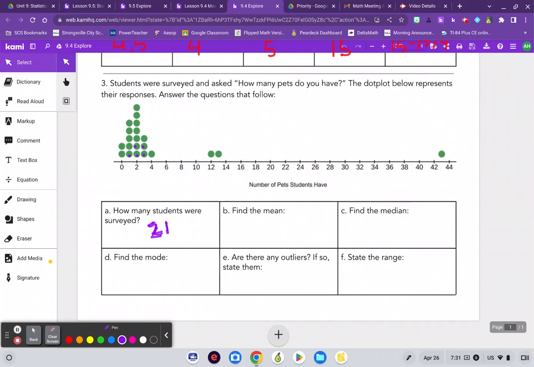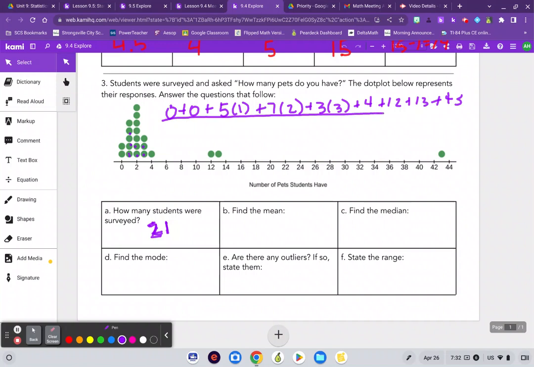Okay. It says to find the mean of this data. So that means I have to add up all these data points. I should have 21 data points that are getting added up, right? So I have 0 plus 0 plus, there's 1, 2, 3, 4, there's 5 ones. So I'm going to do it this way. Plus, there are 7 2s. So instead of writing 2 out 7 times, I'm going to write that there were 7 2s. Plus, there were 3 3s, plus a 4, a 12, a 13, and a 43.